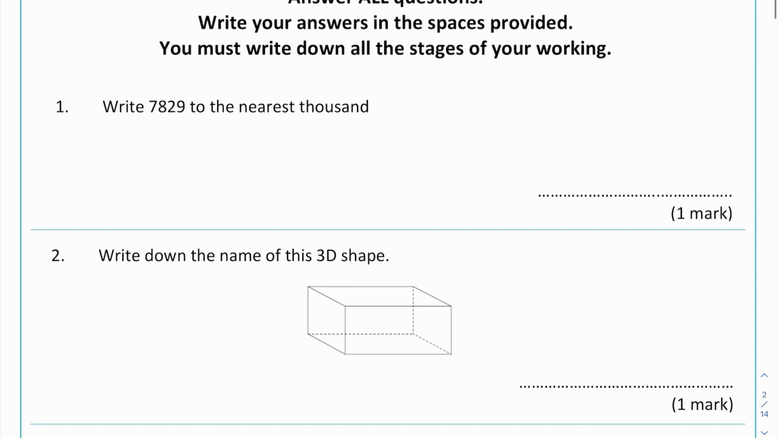So looking at question 1, we've got: write 7,829 to the nearest 1,000. Well, as we're rounding that to the nearest 1,000, that'll have to go up to 8,000. There we go, there is our question 1.